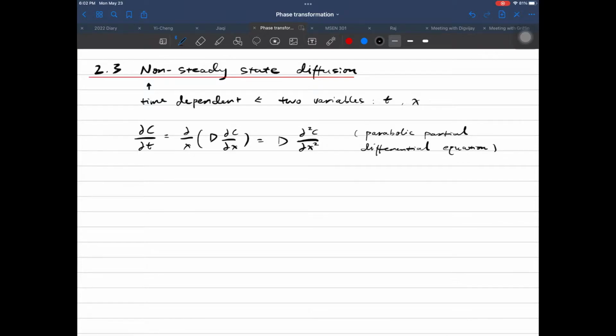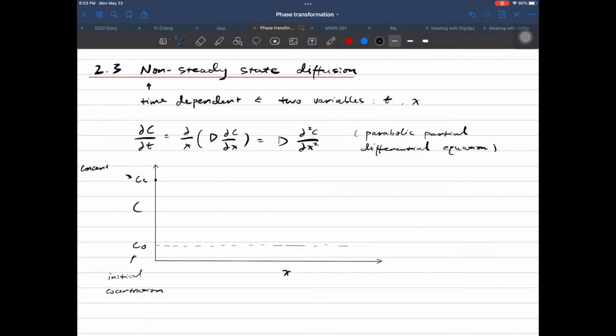This type of partial differential equation is very powerful. Not only can it describe diffusion in material science, it can also describe heat transfer in material systems. Since non-steady state diffusion is time dependent, at different times we'll have different concentration profiles. On the x-axis, that's distance. On the y-axis, that's concentration. Let's mark C0, that's the initial concentration of some chemical species in the material. Let's also mark Cs, that's the concentration of the chemical species on the surface or at the diffusion interface.